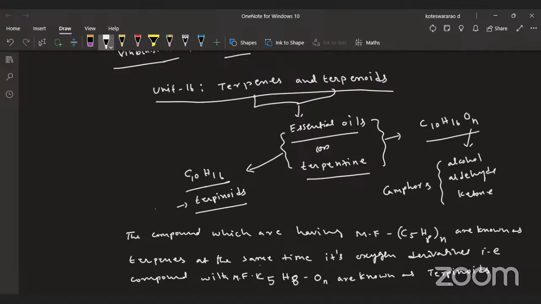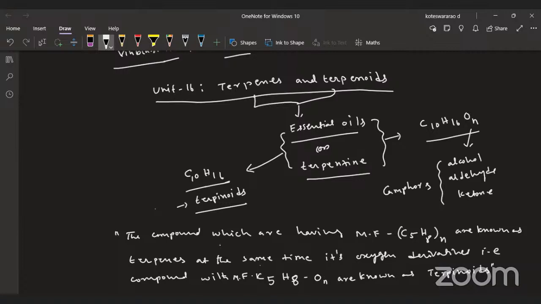From this statement, we can conclude that all terpenes are terpenoids, but vice versa is not true. Comparing the old definition with the new definition, all the C5H8 compounds are terpenoids, but all terpenoids will not become terpenes. That statement you need to remember. This is the basic definition of terpenes and terpenoids.